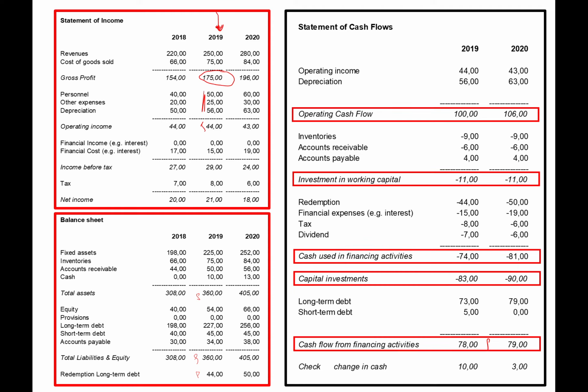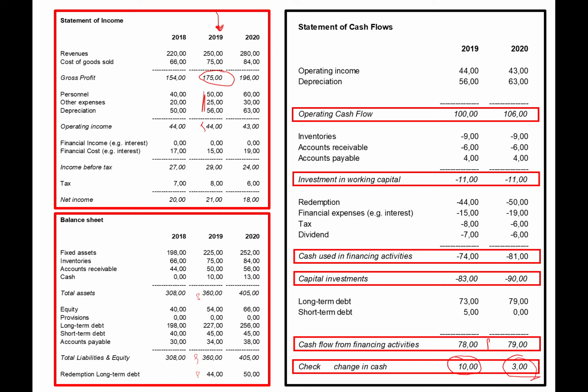The sum of the operating cash flow, the investment in working capital, cash used in financing activities, capital investments and cash flow from financing activities should give the change in the amount of cash. So cash went up indeed from 2018 to 2019 from 0 to 10. And that's what we see here. And from 2019 to 2020, cash increased by 3. That's what we observe over there.